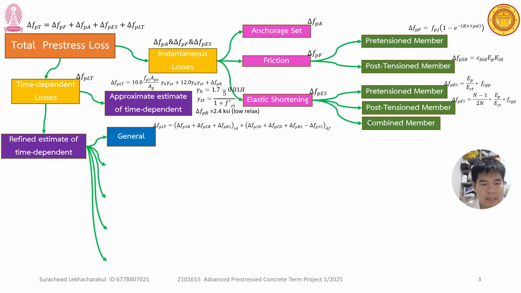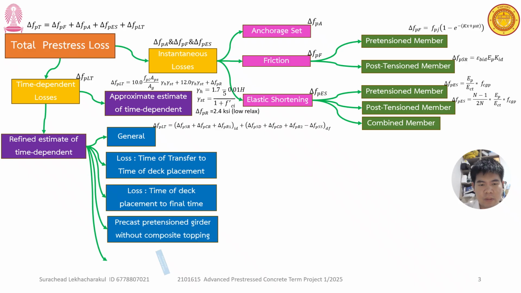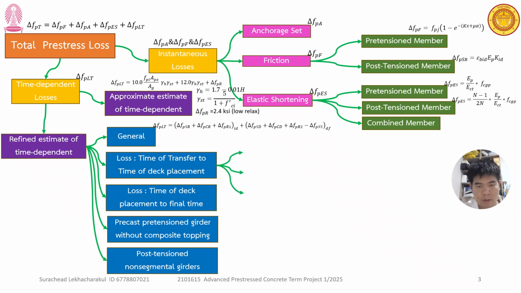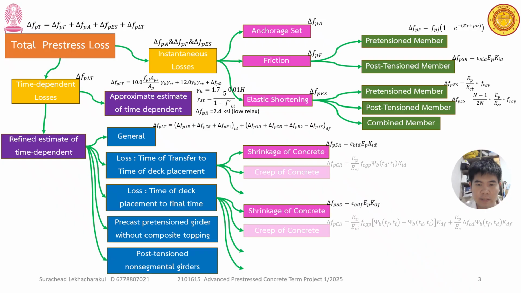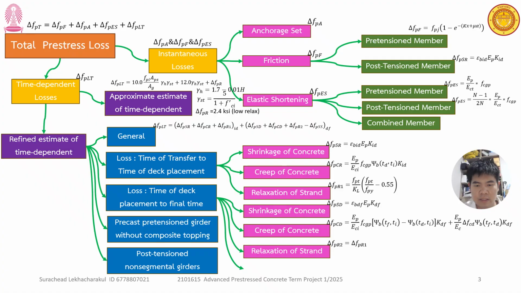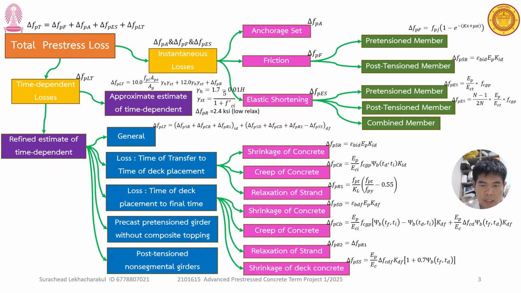and for the refined estimate of time-dependent loss, you will see many terms, for the loss from the time of transfer to deck placement. The first is shrinkage of concrete, creep of concrete, relaxation of strand, and shrinkage of the deck concrete. I will explain in detail how to use the formula.